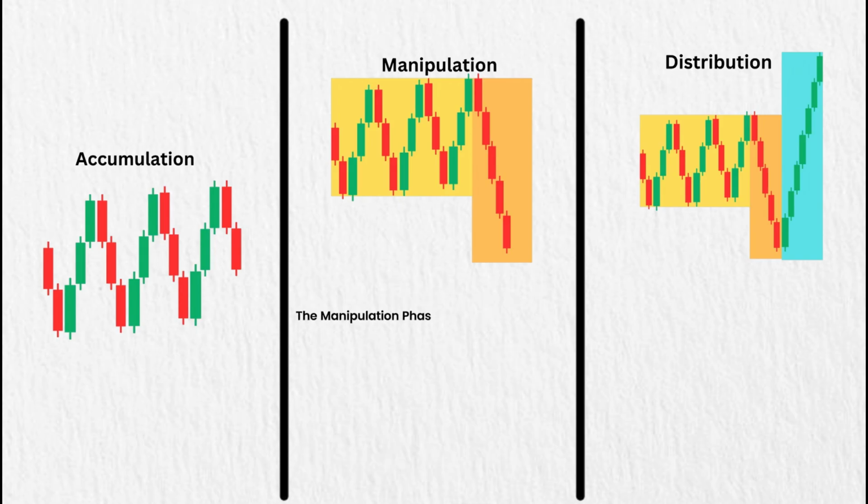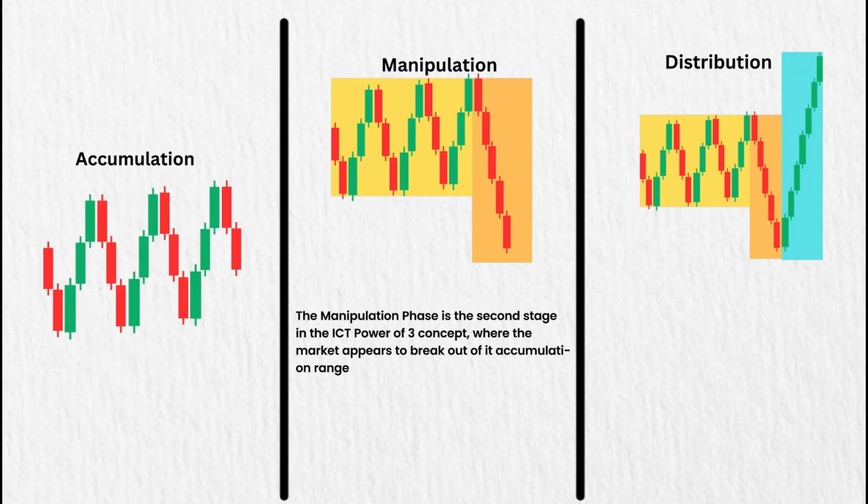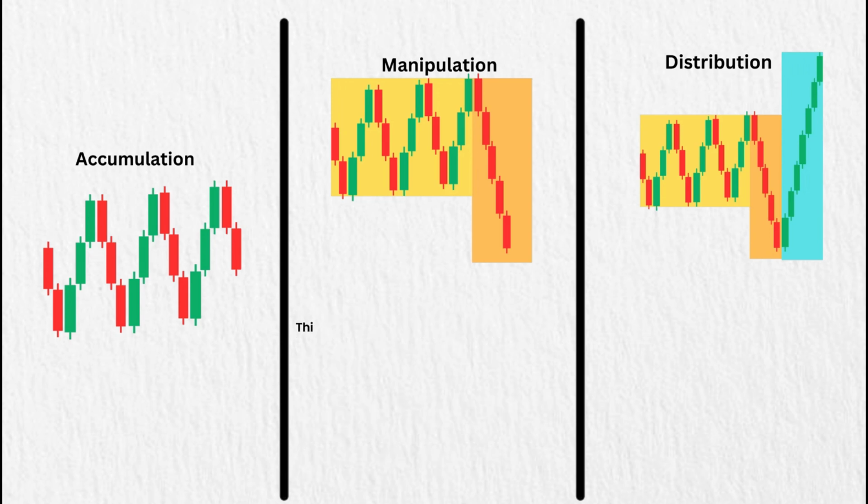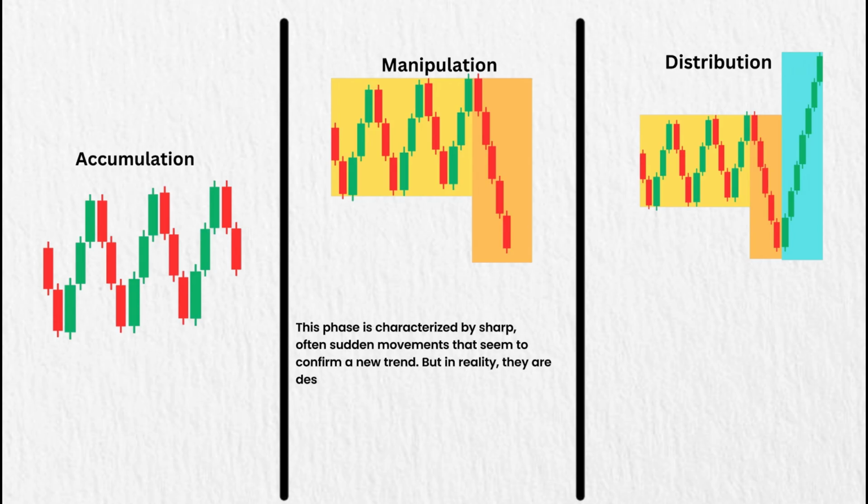The manipulation phase is the second stage in the ICT Power of Three concept, where the market appears to break out of its accumulation range, but does so deceptively. During this phase, the market will trap retail traders into trades in the wrong direction, then target their stop loss, creating false signals that lead to premature entries and exits. This phase is characterized by sharp, often sudden movements that seem to confirm a new trend. But in reality, they're designed to shake out weak hands before the real move occurs.